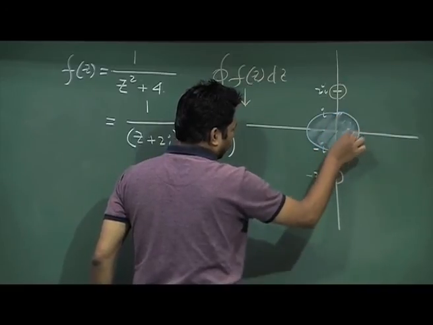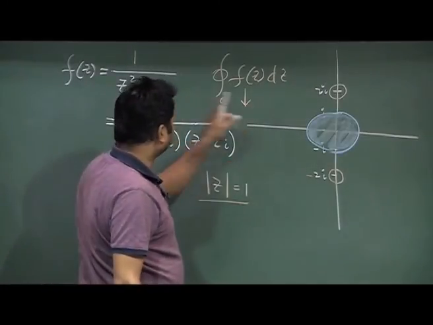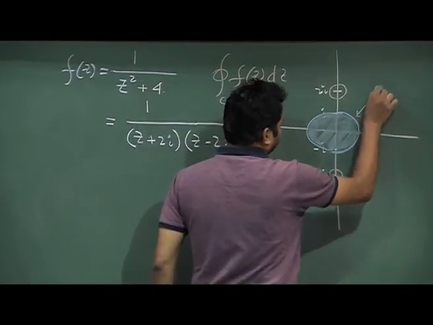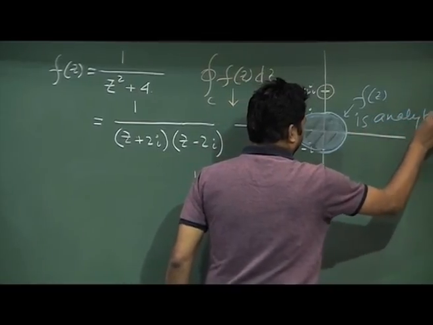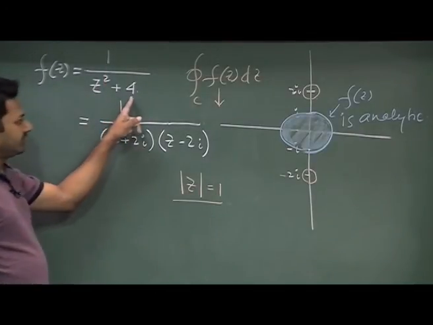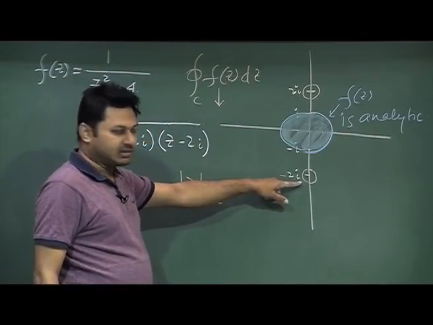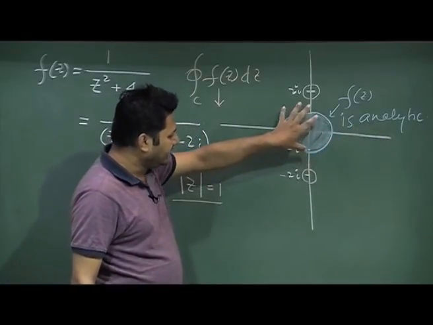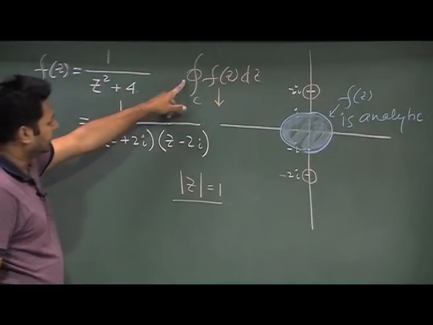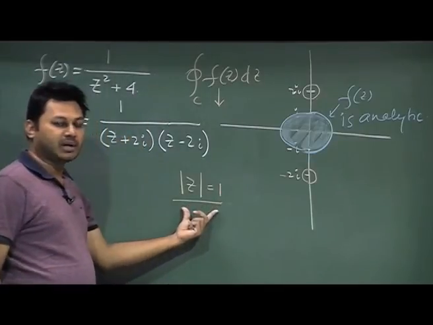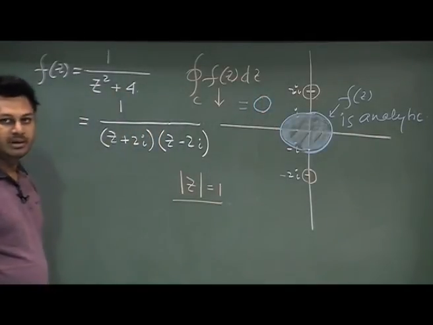In this entire region, this given function f(z) is analytic. For this region, the function f(z) is analytic. Which f(z) am I talking about? 1 by z square plus 4. Why is it analytic? Because my singular point where the function is blowing up is outside the region. So, in this region, it is analytic. Now, if I want to integrate this function over this region, which is given by mod z equal to 1, I will straightaway have the value 0. That is the thing I wanted to mention, right.